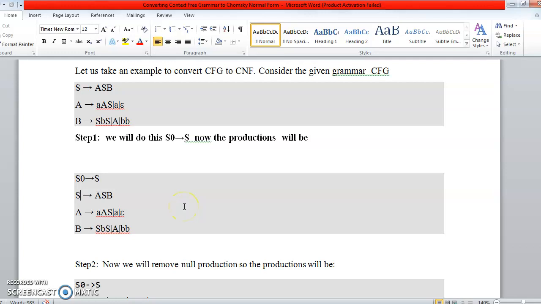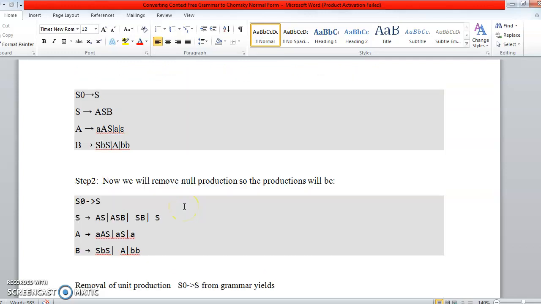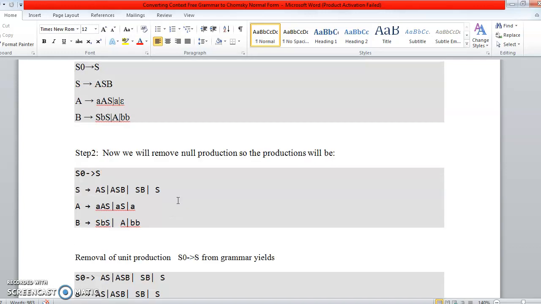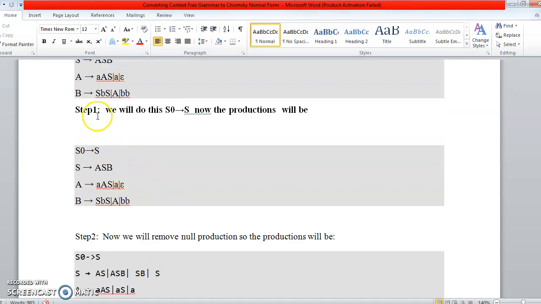What we have used previously, this is step 1, the previous rule. Now the step 2 rules. The step 1 rules, I think all of you understand.